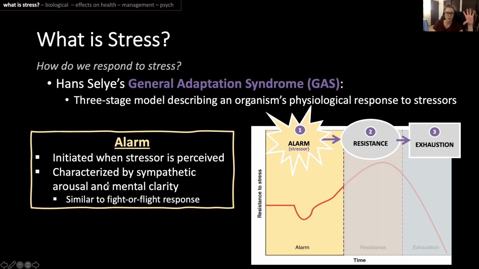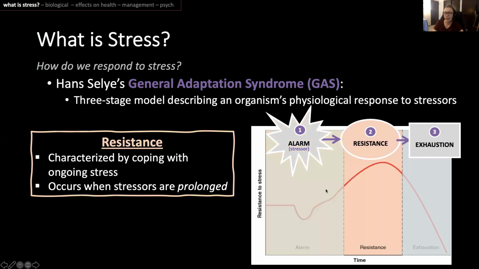So, doing all those heart rate and breathing types of automatic functions, and also overall mental clarity. You need to be able to assess your environment, and it's that fight or flight kind of response. As you're alarming, you're starting to get a little bit better at resisting that stress. And then we get to resistance. Here's where you start to cope with it. You're like, okay, I've assessed, I know what this alarming stressor is. You can see that you're starting to increase and peak at your resistance. You're getting better at resisting that stress.